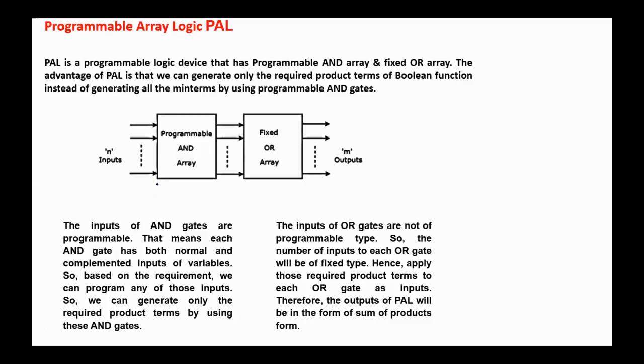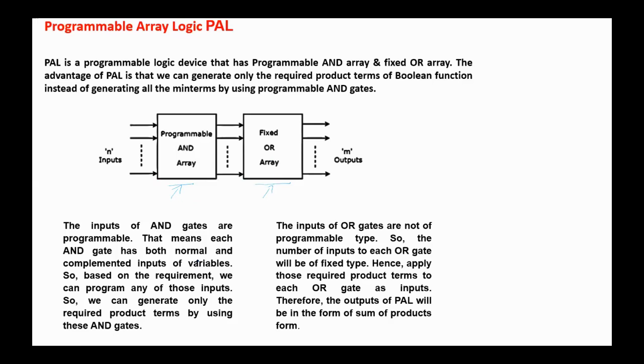Next, we move to programmable array logic, PAL. Here we have an array of AND gates and an array of OR gates. In ROMs, we program the output array of OR gates. Here we program the AND array, and the OR array is fixed. This means that each AND gate has both normal and complement inputs of variables.